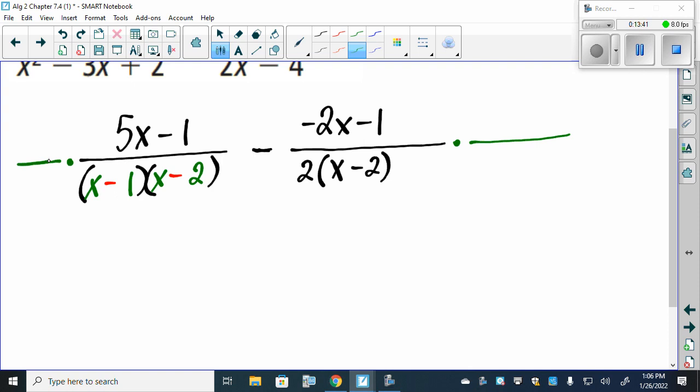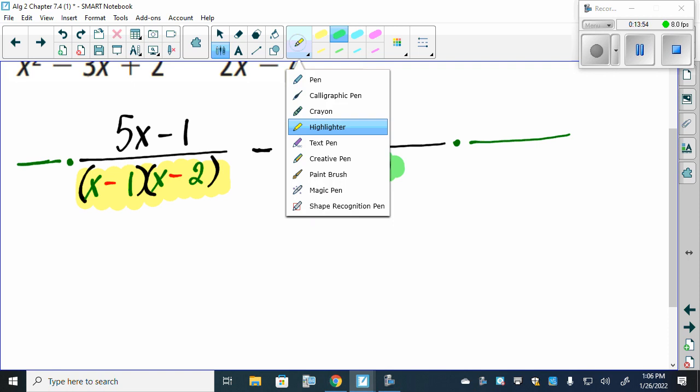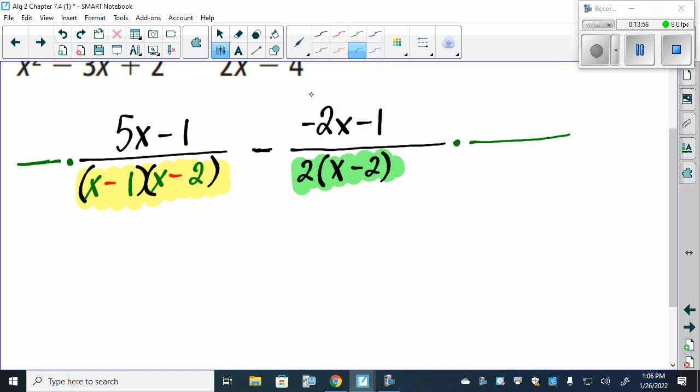So when we look at these two here, well, the first thing we can look for and see is what does the denominator x minus 1 times x minus 2 have that the 2 times x minus 2 doesn't? X minus 1. So to get them to be the same, I'm going to multiply this one here by x minus 1 on top and bottom.